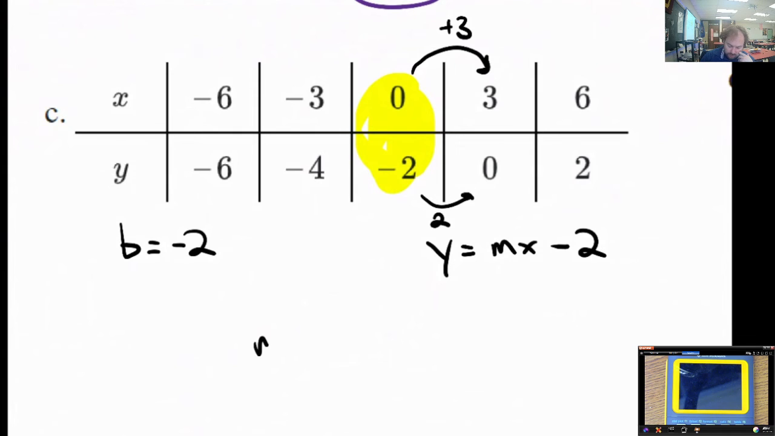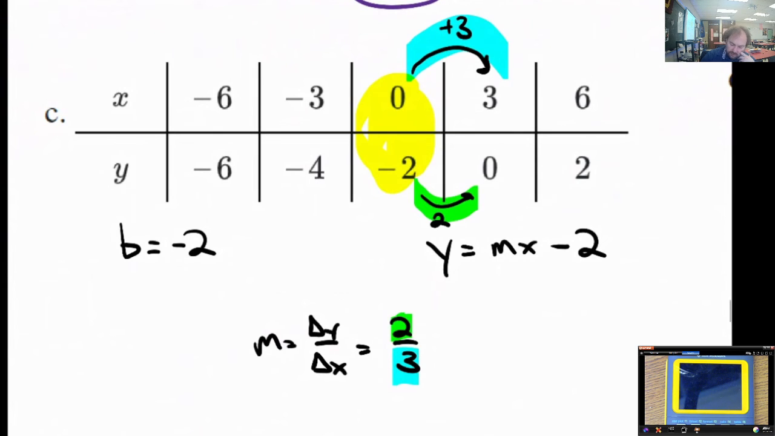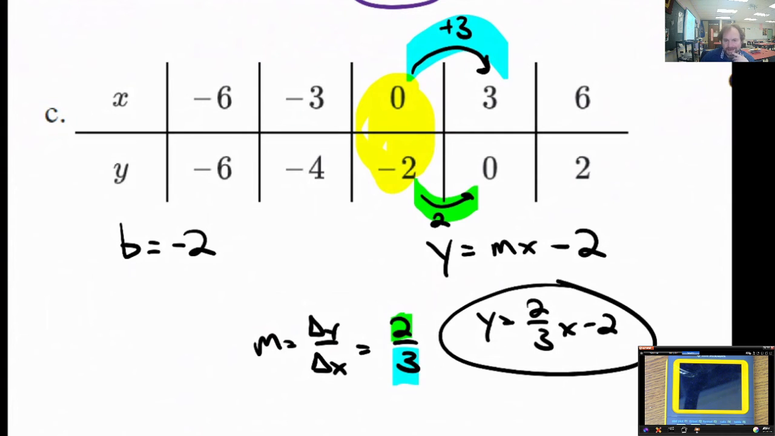So the slope, which is the change in y divided by the change in x, is going to be 2 over 3. 2 from the increase of y, and 3 from the increase of x. Simple. So the equation is y equals 2/3 x minus 2. Just like that. You don't have to use those 2 points. You'd use any pair of 2 points, and you would get the same fraction. It would reduce down to 2/3.